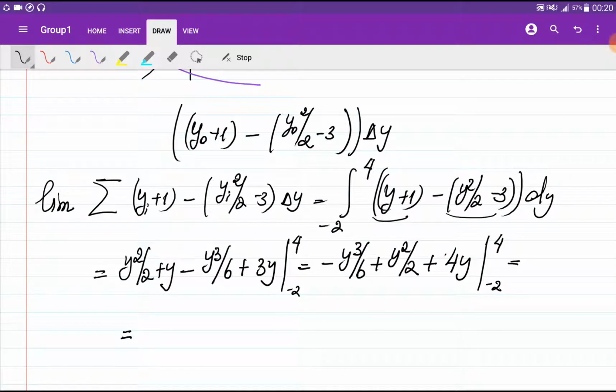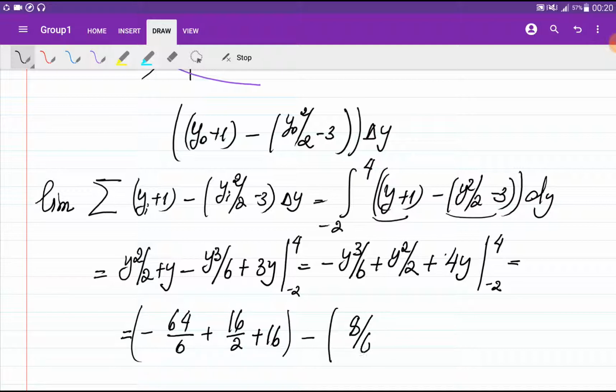So let me put in the 4 first of all. If I put in 4, it will be equal to minus 4 cubed, which is minus 64, over 6, plus 4 squared, which gives me 16 over 2, plus 16, right? Then we need to evaluate everything at minus 2. So minus 2 cubed is minus 8, and with this minus sign it gives me plus 8, right? So 8 over 6. Then I have to put minus 2 into the second term, which gives me minus 2 squared, which is equal to plus 4 over 2, minus 8, right?